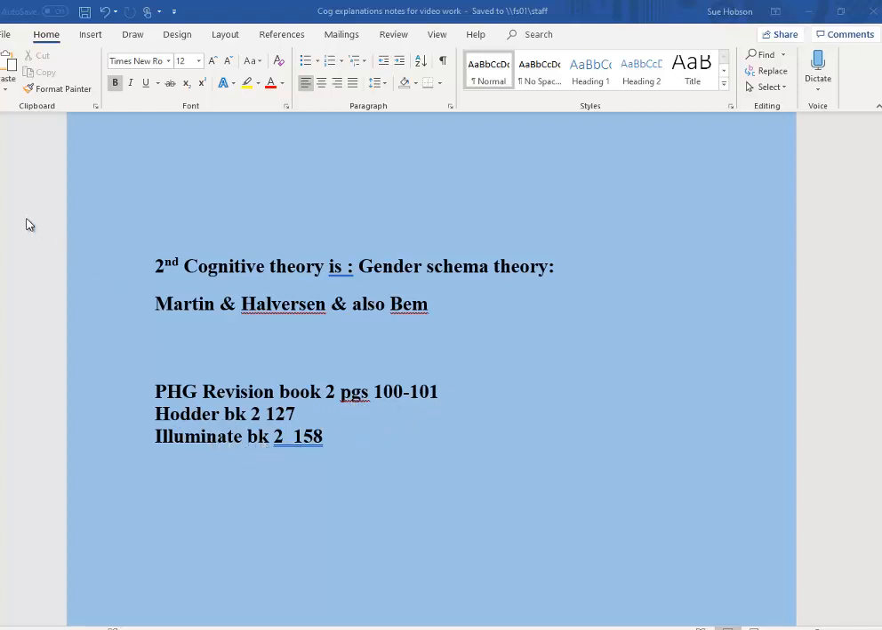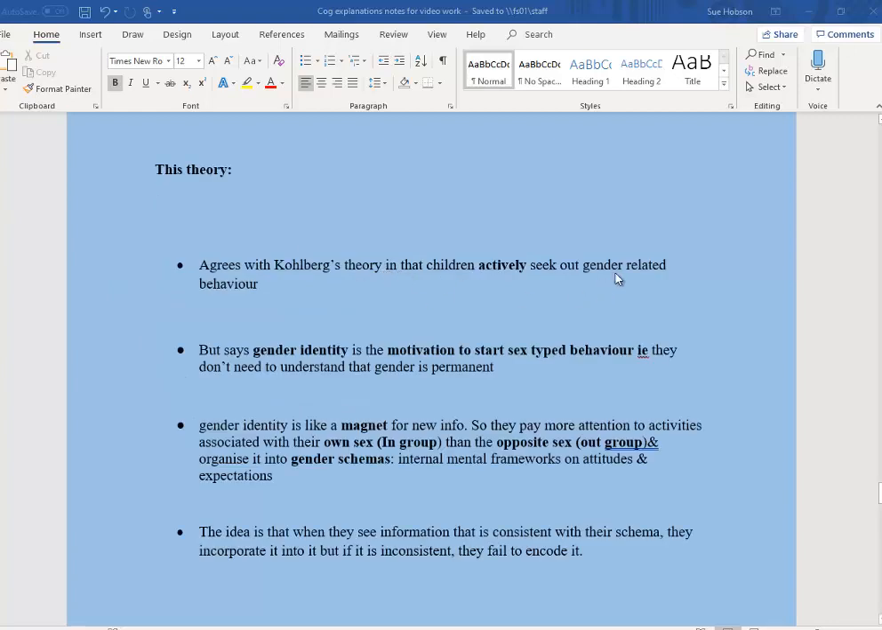So this is what we need to know. Some basic background information to include. So this theory, gender schema, agrees with Kohlberg's theory and that children actively seek out gender-related behavior, but they say that gender identity is the motivation to start that sex-type behavior. Okay, so it's not gender constancy, as Kohlberg says, it's gender identity, the first stage. And they say that gender identity is like a magnet for new information.